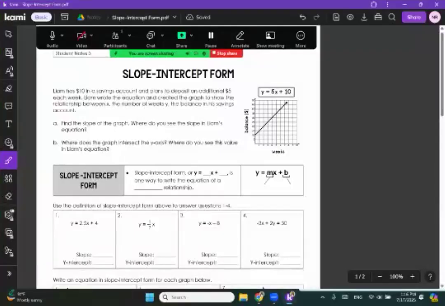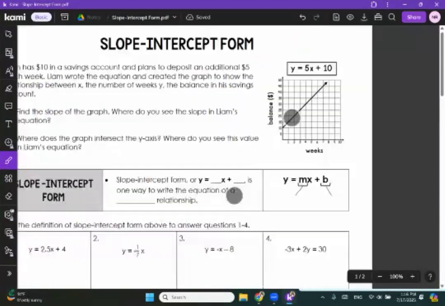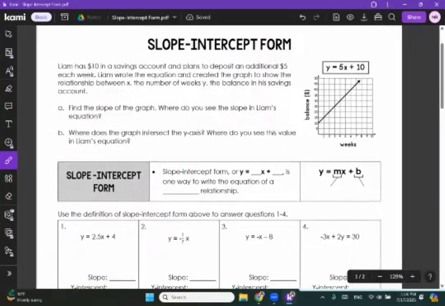All right, now that you have gotten familiar with going from standard to slope-intercept form, or solving from standard to slope-intercept form, we're going to work on slope-intercept form. This will be page 35 in your binder. It says Liam has $10 in a savings account and plans to deposit an additional $5 each week.